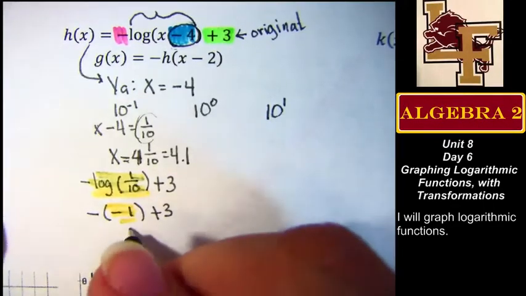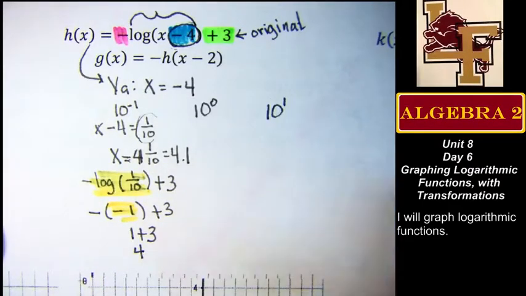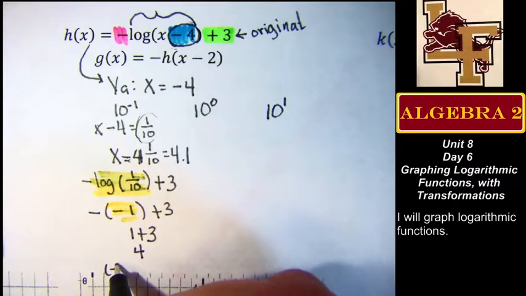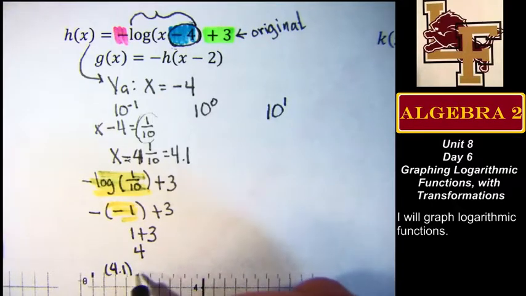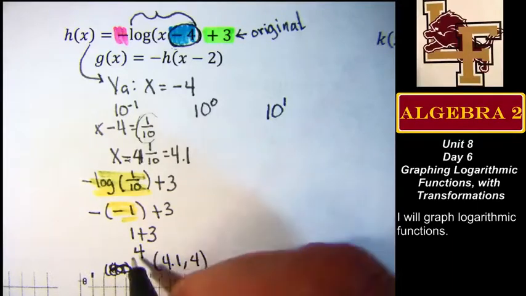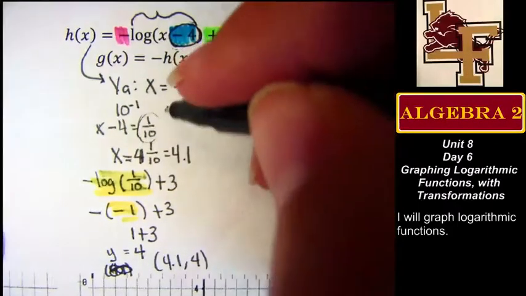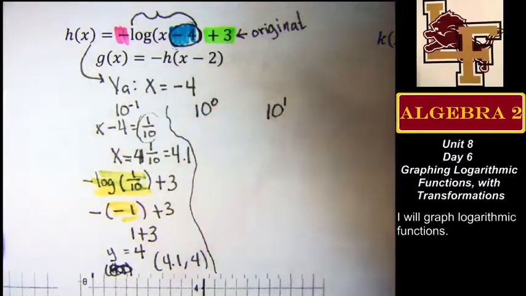Double negatives is a positive. And so the first point that I can graph is going to be 4.1 comma 4, because this is a y value. All right, I'm going to repeat for all of these others. I'm going to give myself a little bit of space here.